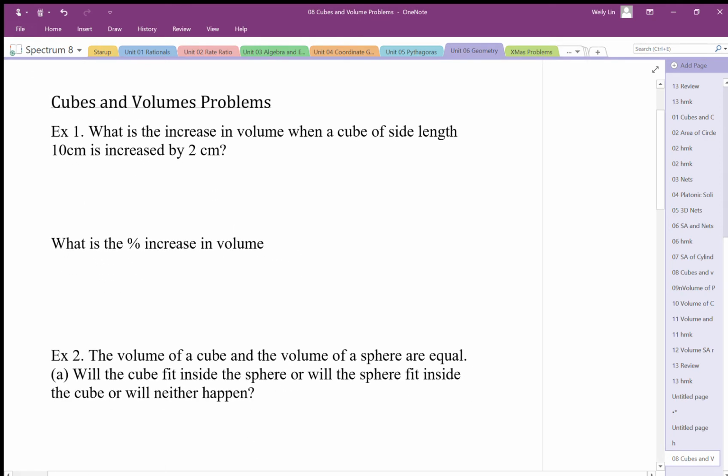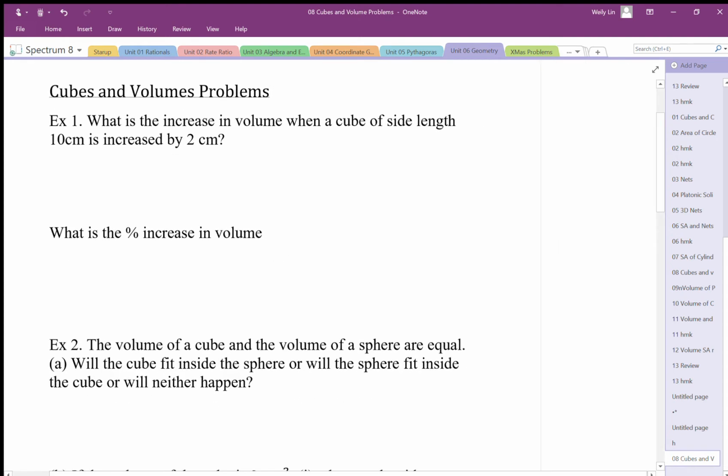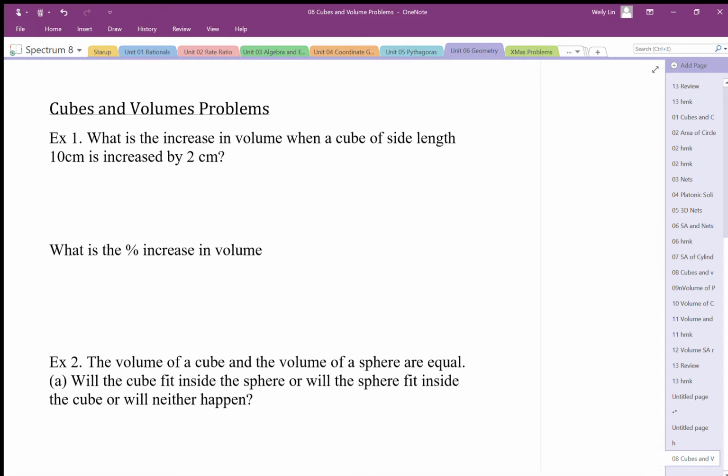Okay, so today's notes are on cubes and volumes. We want to start looking at volume problems. We've been doing surface area problems of 3D objects, but we're now going to start looking at the volumes of these, which tend to actually be a little bit easier than the surface areas.